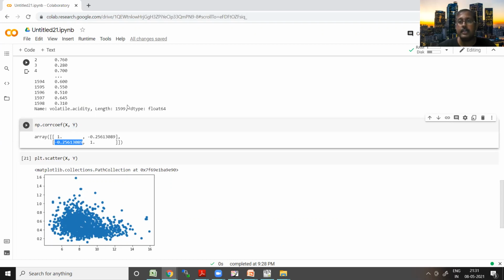This is how we can explore the data, either from a univariate perspective, so one particular attribute, or from a bivariate perspective, so basically the relation between attributes. So this is how we can explore the data.